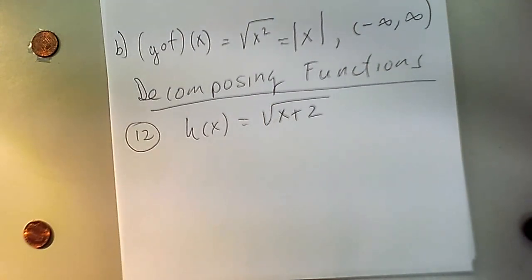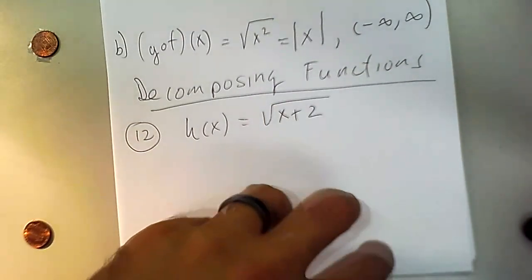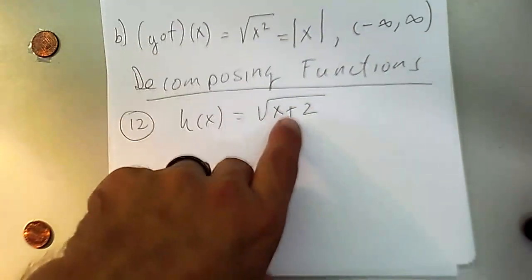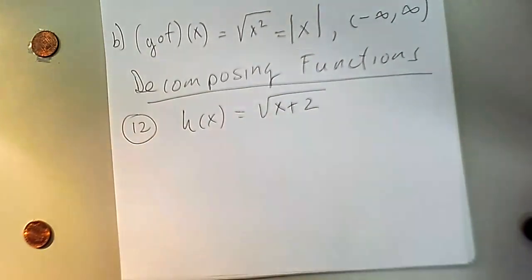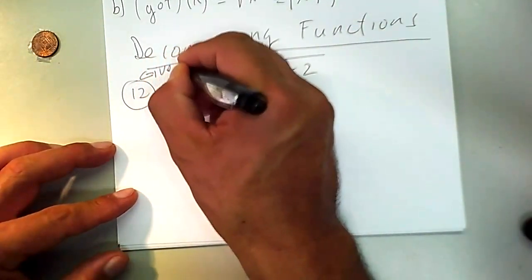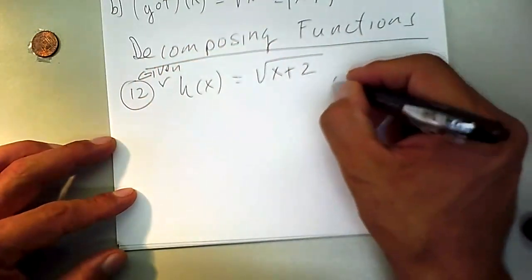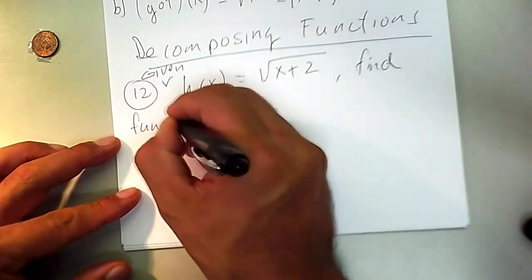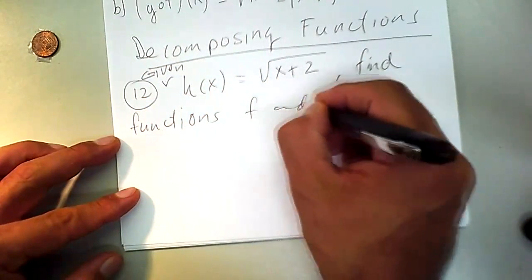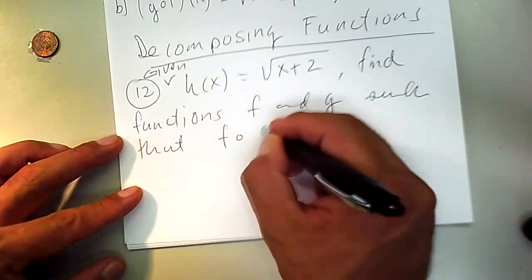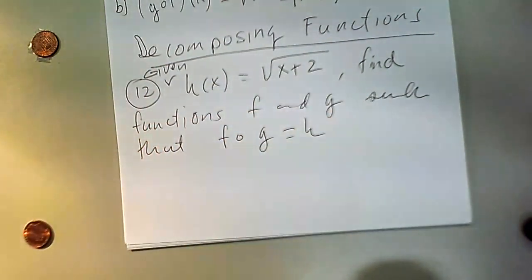The trick here is that there is going to be a difference if we decompose one way versus another way. So what we expect as an answer for this problem, let me write down the problem. Given this h, find functions f and g such that f composed with g is equal to h. That's how we're going to prompt the question. That's how we're going to ask the question.